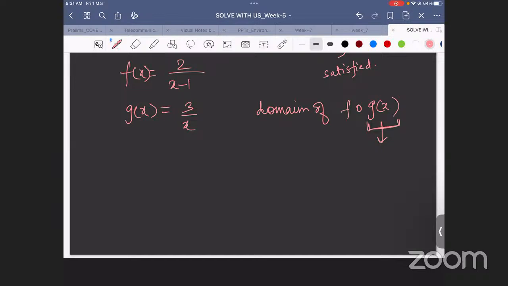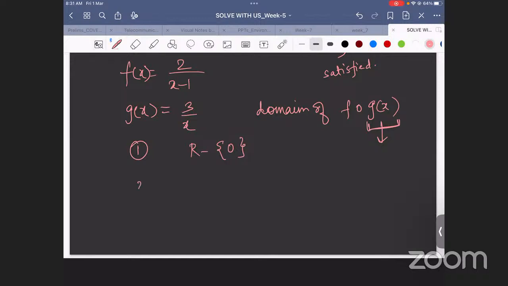Have you solved this? Have you tried this? Yes, sir. So the first step is what? The first step is to find the domain of g(x). What is the domain of g(x)? You can put anything except 0. R minus 0, correct?